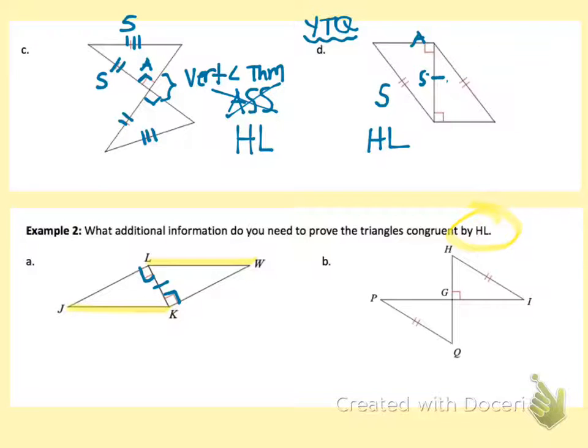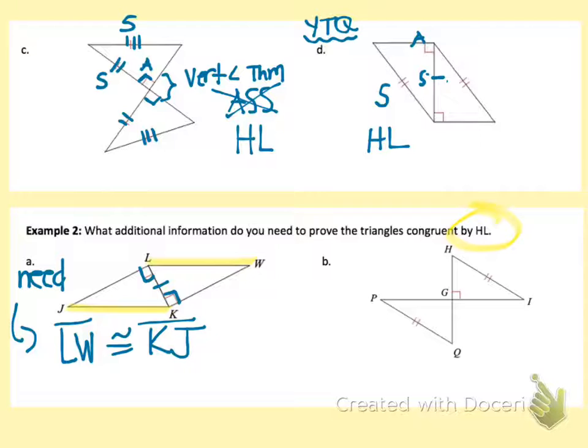And the hypotenuses here highlighted are called LW. So I'd need to know, and again, I don't have enough information for that, but I would need to know that LW was congruent to KJ. Now, there's no way to tell that without somebody giving me more information, but if I did know that they were congruent somehow, then I could use the HL congruence theorem.